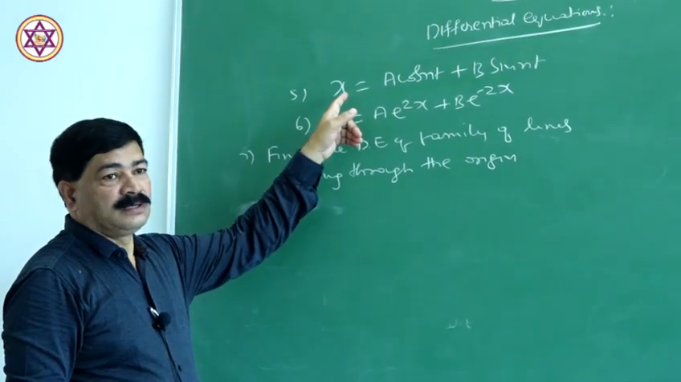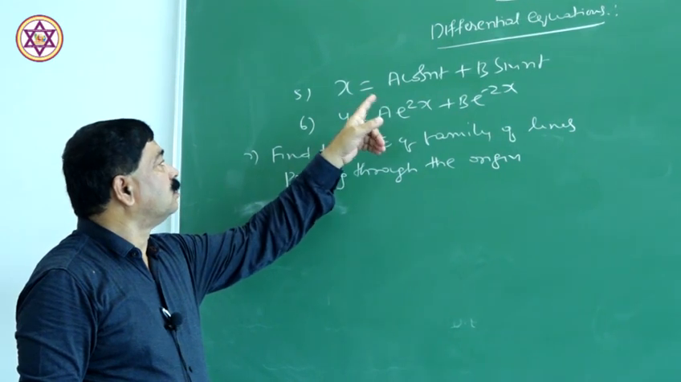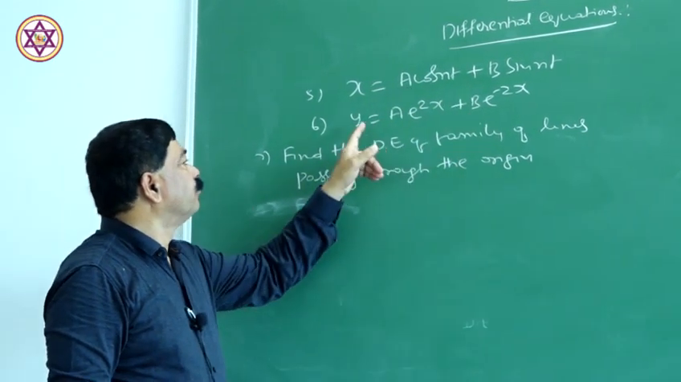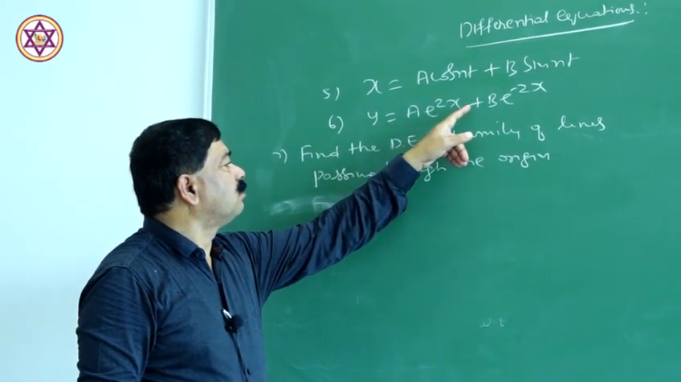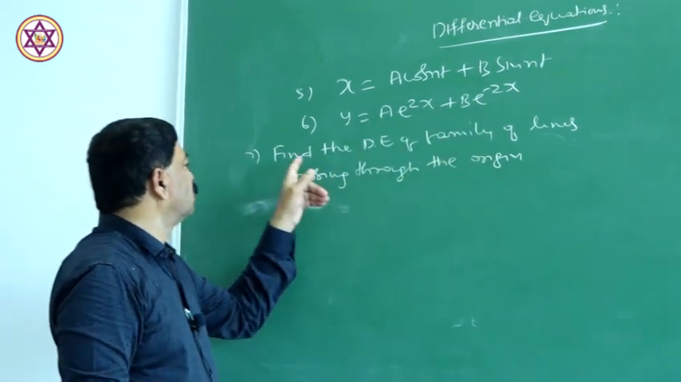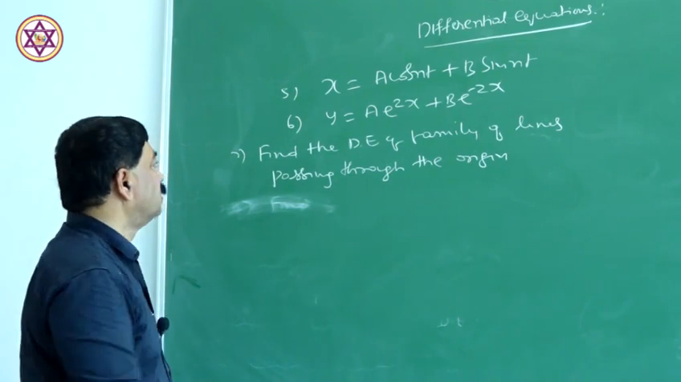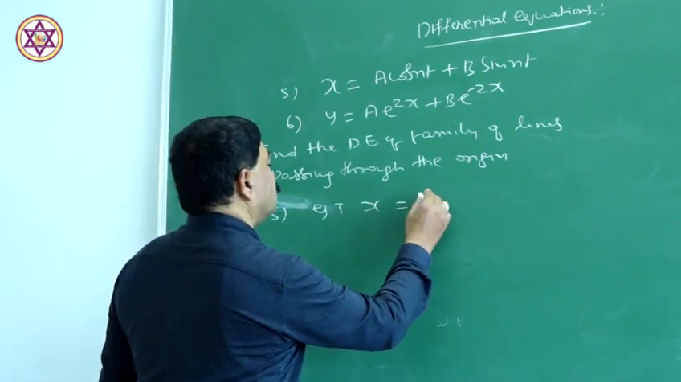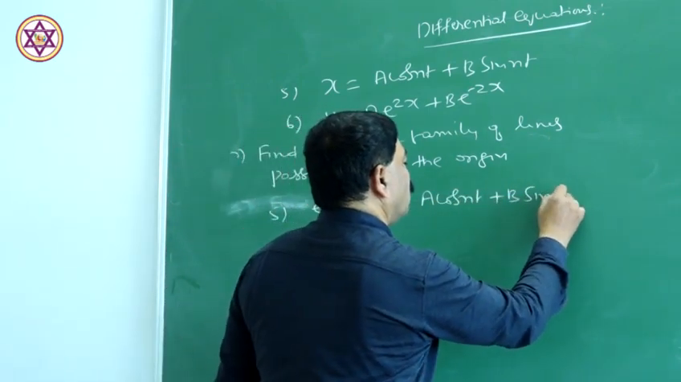That's all. Form the differential equation free from arbitrary constants. First question: x is equal to a cos nt plus b sin nt. Next question: y is equal to a e power 2x plus b e power minus 2x. Then, find the differential equation of the family of lines passing through the origin. The fifth question, given that x is equal to a cos nt plus b sin nt.